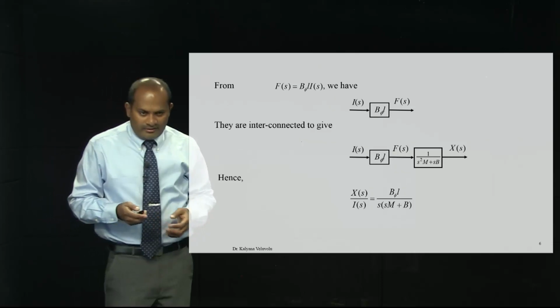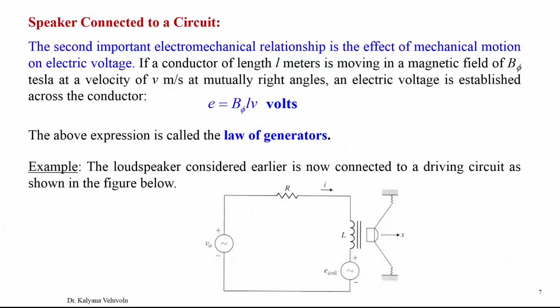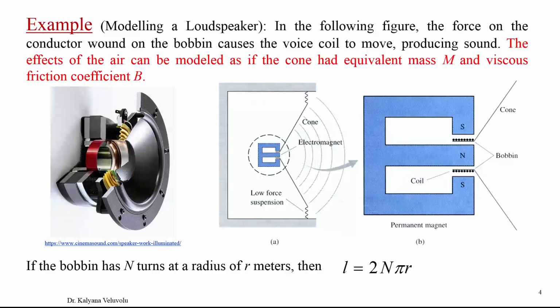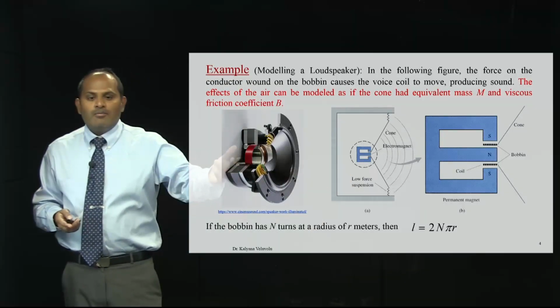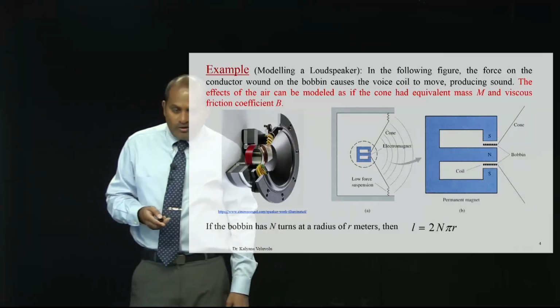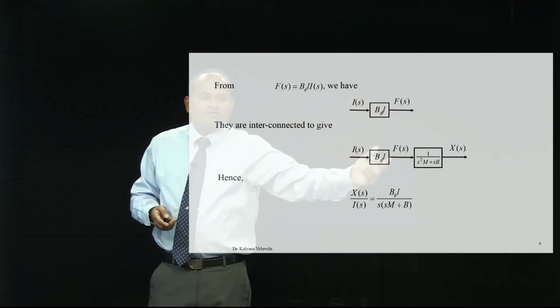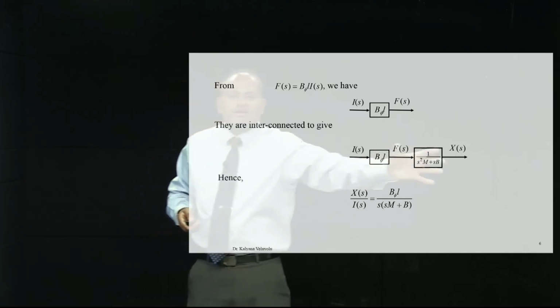Now, coming back to here, we know the current produces the force. i of s can be written in block diagram form as B phi L, giving f of s. Now, we can interconnect these two systems. If you actually look carefully, the current produces the force and the force produces the displacement. So, we are going to connect these two blocks. So, current produces force, force produces displacement, then I can actually connect the two blocks.